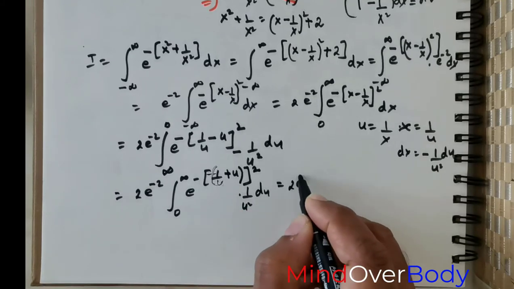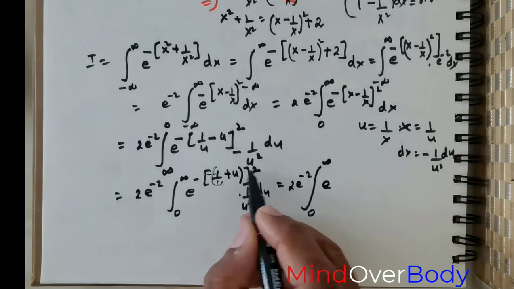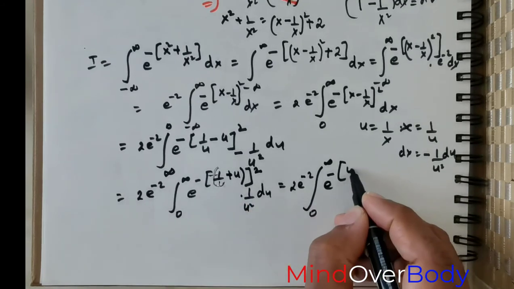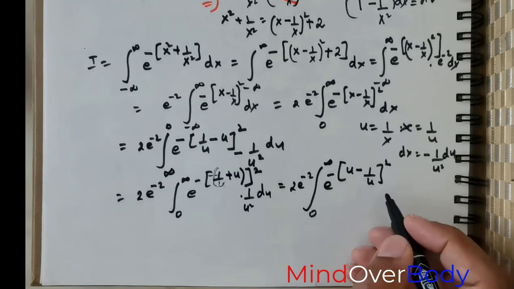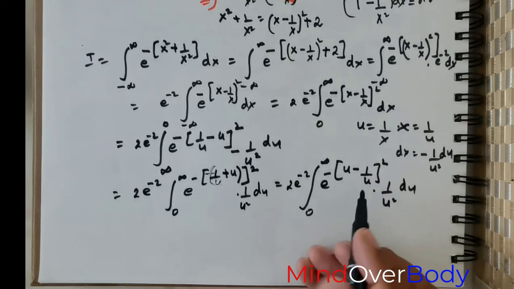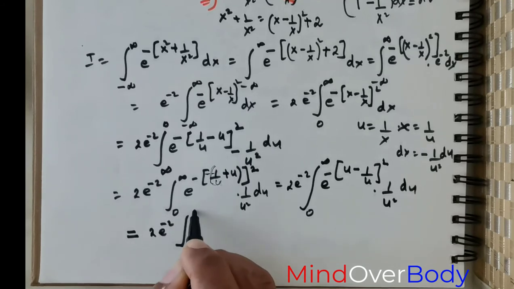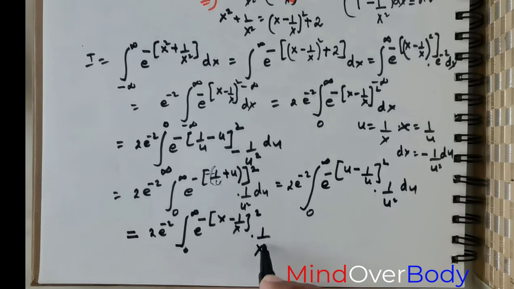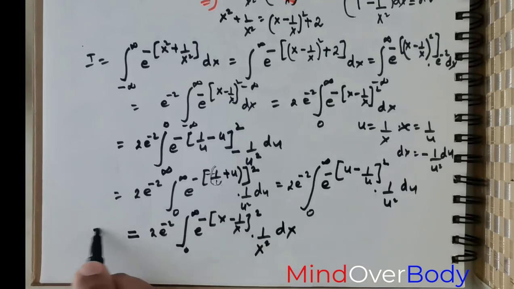So this is equal to 2 times e raised to the power of negative 2 integral 0 to infinity e raised to the power of. Now if I were to apply the square for this negative sign, I would get a positive quantity, and subsequently I would be able to rewrite this as u negative 1 over u raised to the power of 2, times 1 over u squared times du. Now applying the property in integrals, I can replace u with x. So this is now equal to 2 times e raised to the power of negative 2 integral 0 to infinity e raised to the power of negative of x negative 1 over x raised to the power of 2 times 1 over x squared times dx. So this is our new I. So let me write that down after the transformation.